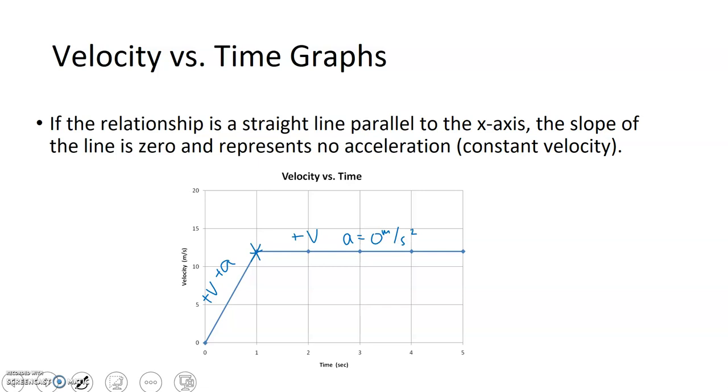So what's happening overall is somebody starts at 0 meters, or they start from rest, and they increase their velocity to 12 meters per second, and then they maintain their velocity. From 1 to 5 seconds, the person is still moving, but they are moving at a constant velocity.